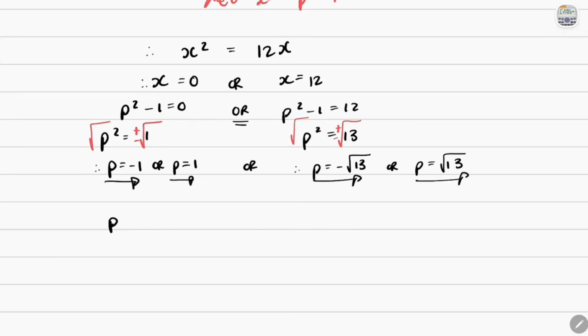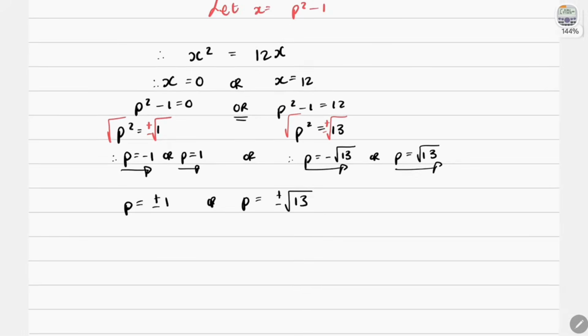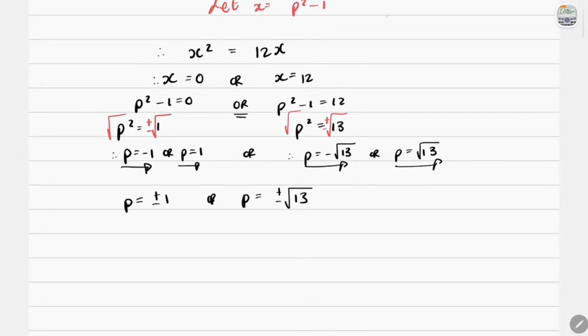Okay, you could have also written it as p equals positive or negative 1, or p equals positive or negative root 13. And that would be fine. Okay, and that is it for our answer. Moving on to the next question.